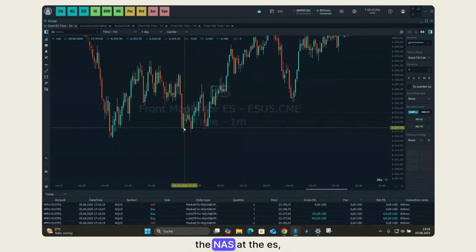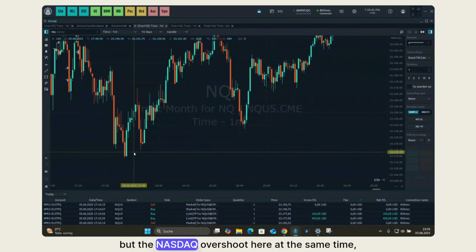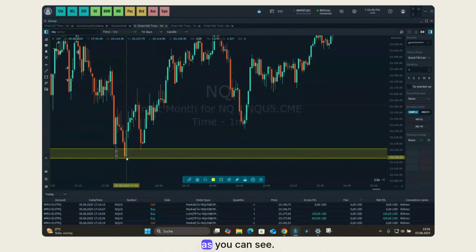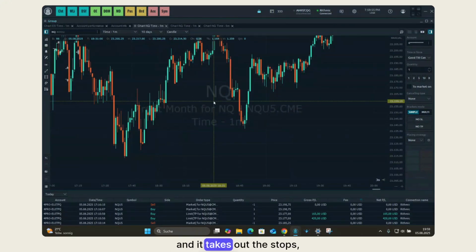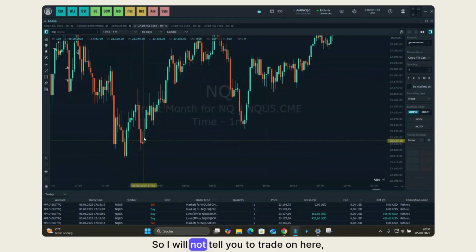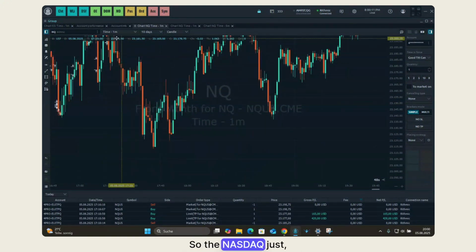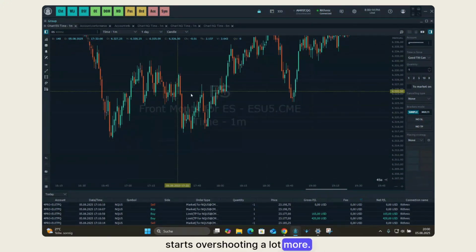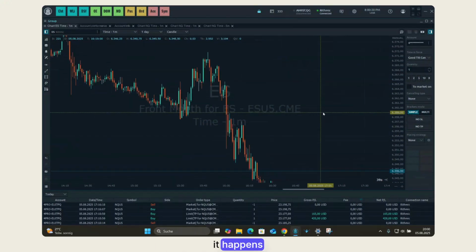So as you can see, the ES didn't overshoot at all here. Let's just mark it here. It didn't overshoot, but the Nasdaq overshot here at the same time, as you can see. So this means the Nasdaq is faster and it takes out the stop losses even more than on the ES. So I will not tell you to trade on here, but it obviously also happens here pretty nicely, but you need more stops. So the Nasdaq just starts overshooting a lot more.